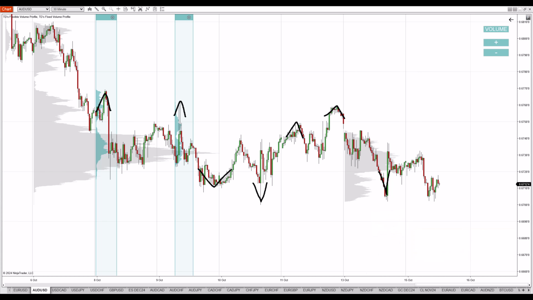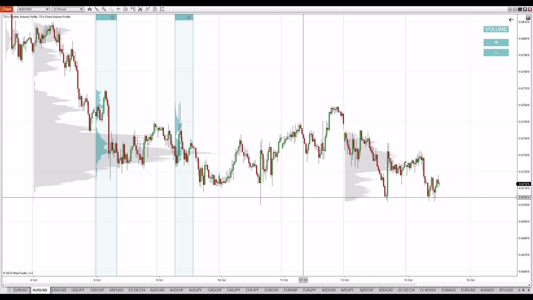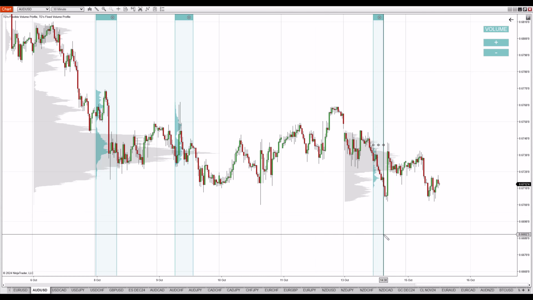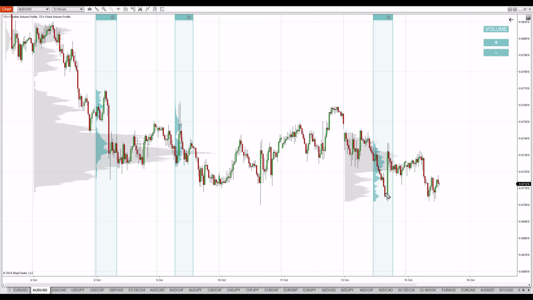To give you a couple more examples of actual trades based on a volume profile, there was one quite recently here. This volume cluster formed within this rejection. If I draw the line here, then this was the reaction to it.